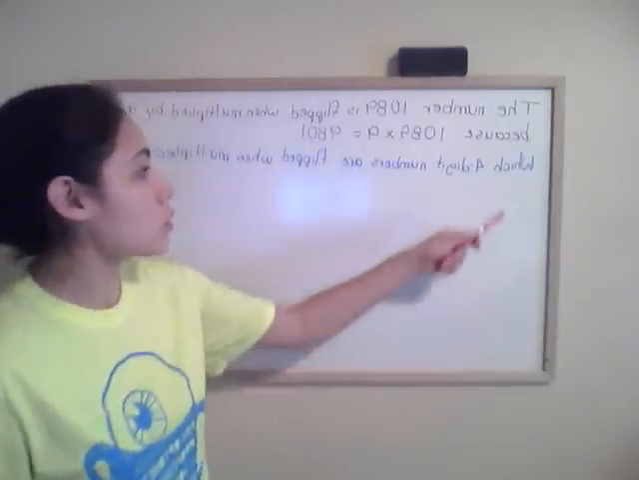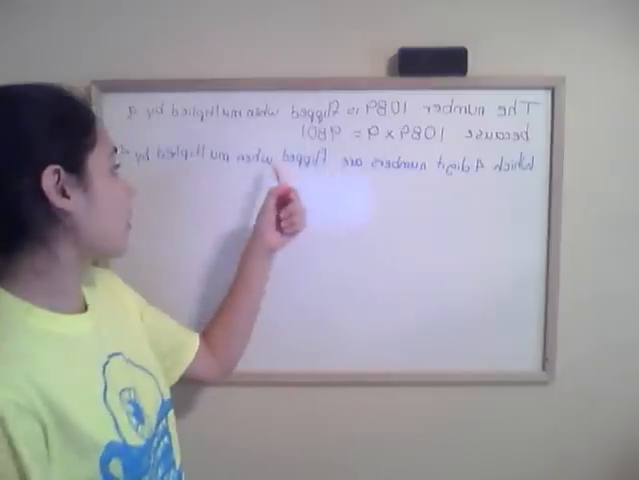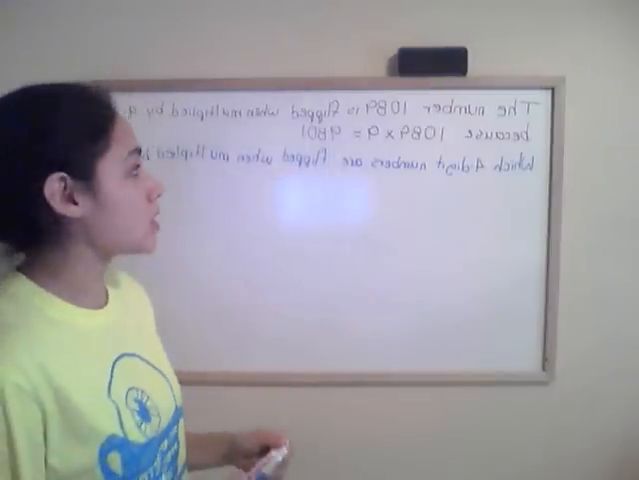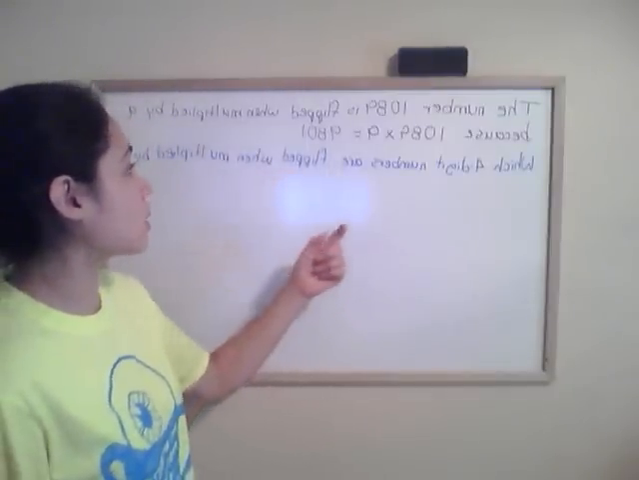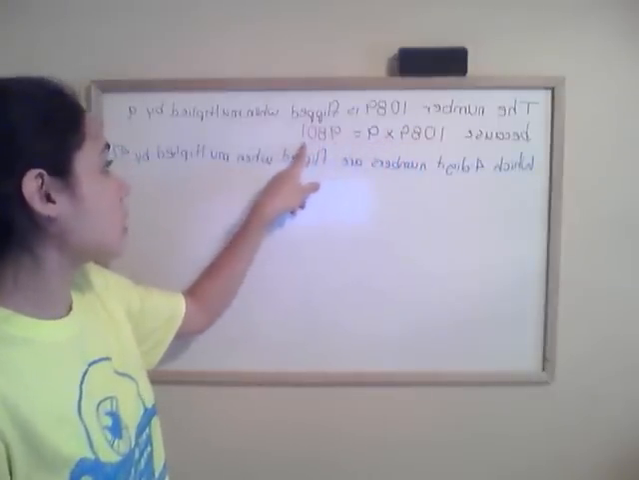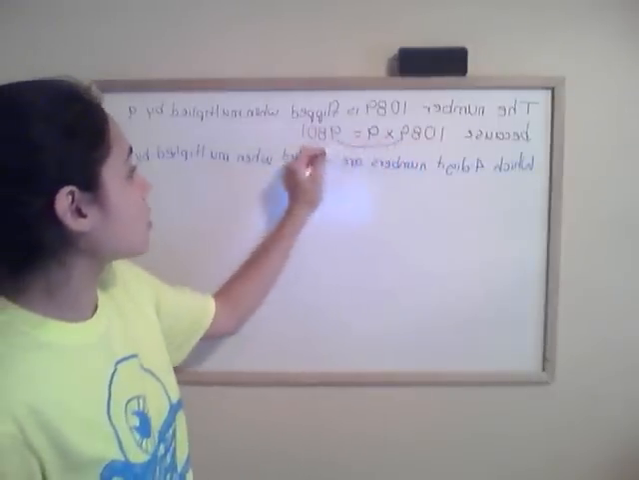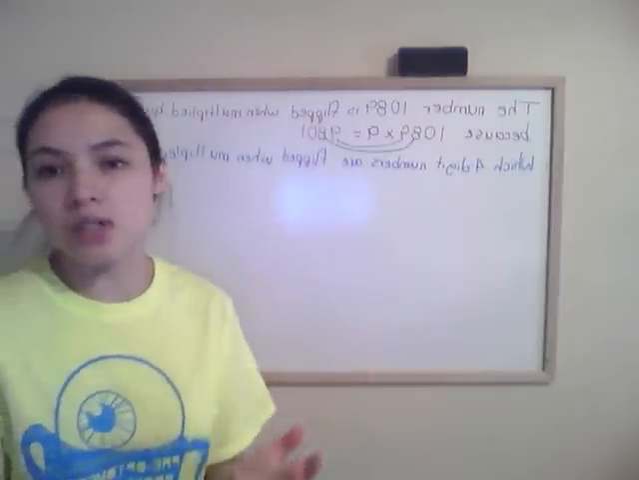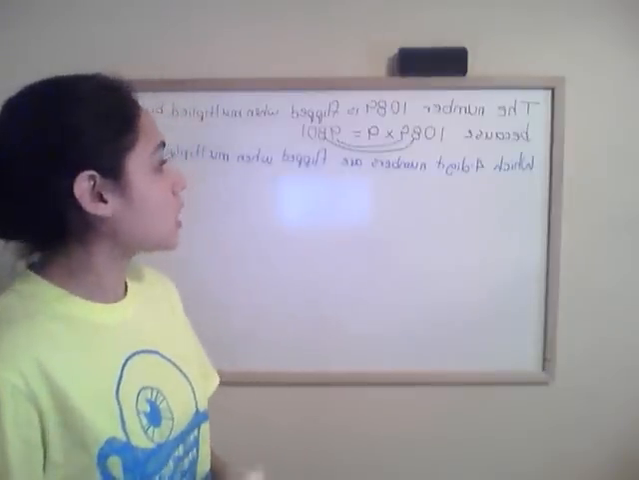The question was, which four-digit numbers are flipped when multiplied by 4? What we mean by flipped is, as in the example he gave us, 1089 times 9 is 9801. So you can see that these numbers are the same. It's a mirror image of the numbers.